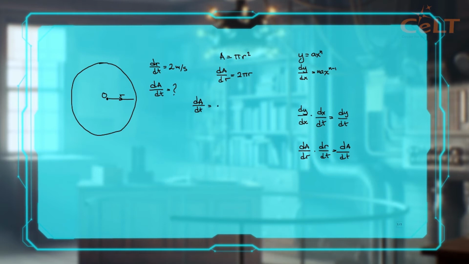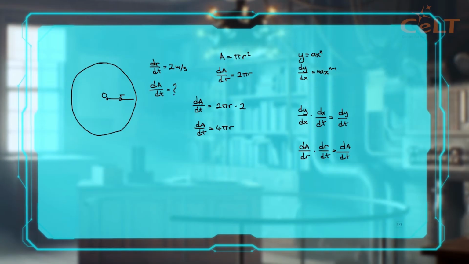dA over dr is 2 pi r. And what about dr over dt? dr over dt is given to be equal to 2 meters per second. So now, if you multiply these two expressions, we get dA over dt equal to 4 pi r. So that is the expression of dA over dt.